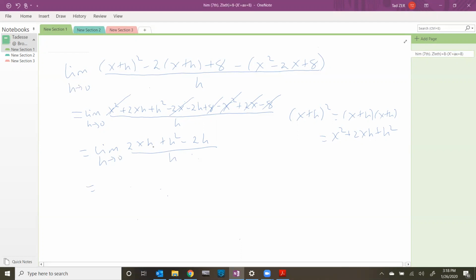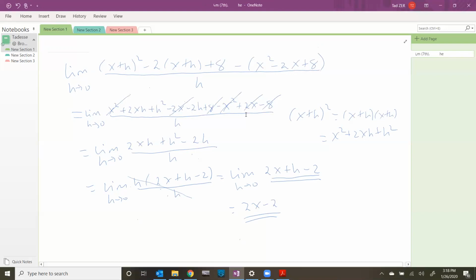Now, in the numerator, I see h is common, so let me factor out the h. So it will be h times (2x plus h minus 2), divided by h, as h goes to 0. Now the h cancels out, so that will be the limit of 2x plus h minus 2, as h approaches 0. Now, if you think of a function of h, this is linear, so I can plug in h. If you plug h equal to 0, that will give you 2x minus 2. That will be the limit of this expression.